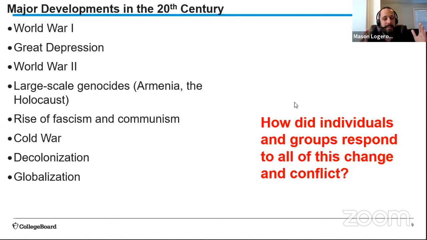But let's be honest. Let's look at this list here for a second. It's not a happy list, guys. There's a lot of really bad stuff that happened in the 20th century. And there were some major, major changes to political structures, economic structures. I mean, it was a century of change, no doubt about it. So today what I want to look at is how individuals and groups around the world responded to all these changes and to the conflicts that occurred in the 20th century.